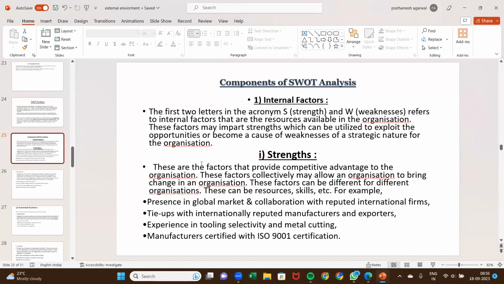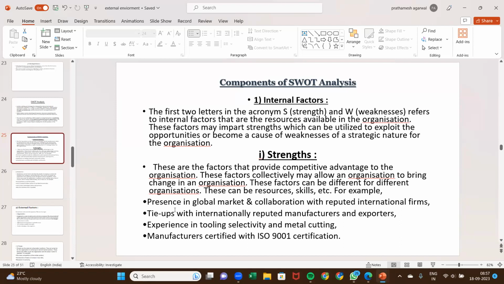These factors collectively may allow an organization to bring a change in the organization. Okay, one thing, it can help to change the organization. Now, these factors can be different for different organizations because, as I said, the industry type may differ. These can be resources or skills.